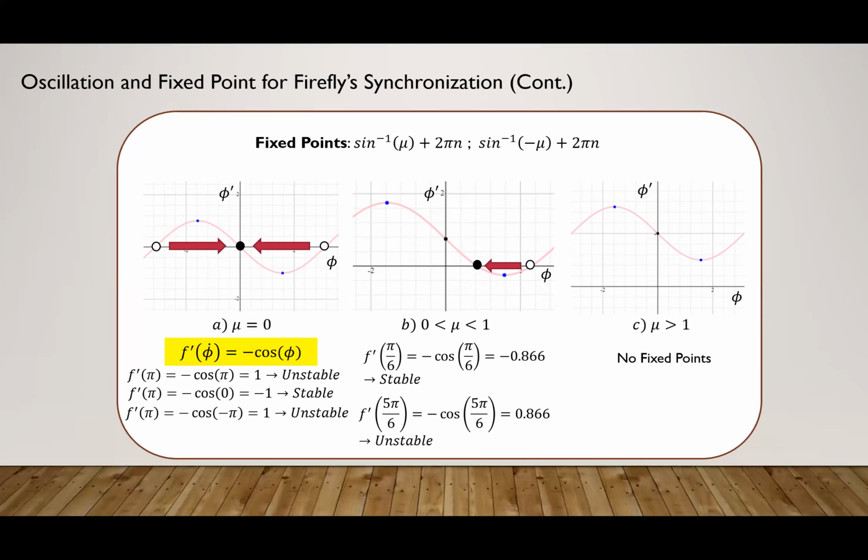For the final case, when mu is greater than 1, we could see that there are no fixed points. This means that the phase difference will keep increasing and not establish any uniform rate at which each system flashes. The phase difference beyond this case, if it were to be tested, will continue to show that both systems have failed to reach entrainment.